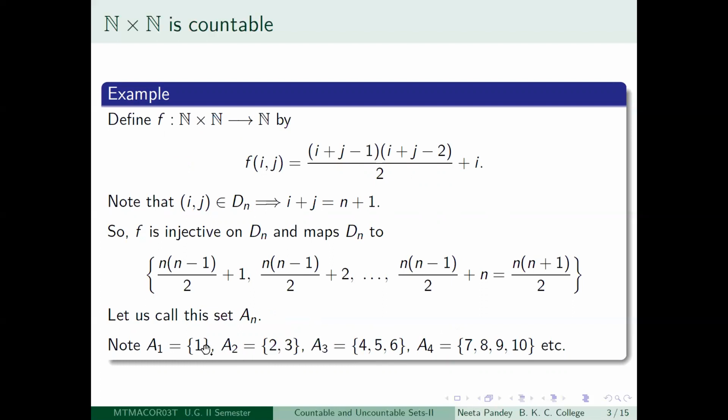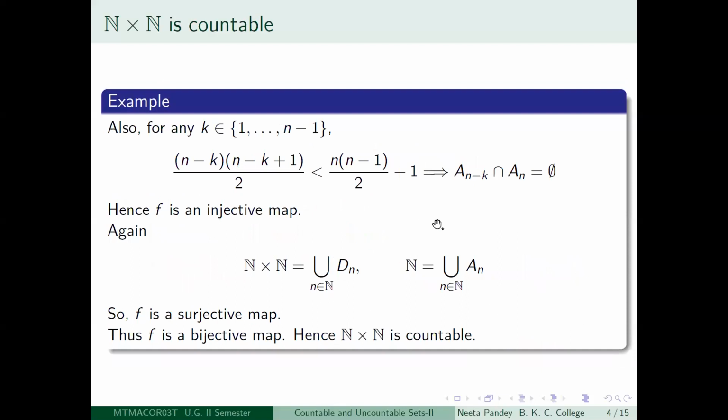So the first one consisted of only one element, the second one consisted of 2 and 3, then you had 4, 5, 6, then you had 7, 8, 9, 10. The next one would be what? It would consist of 5 elements. It would start with 11, so 11, 12, 13, 14 and 15, and so on. So you have just partitioned your set of positive integers into these A_1, A_2, etc.